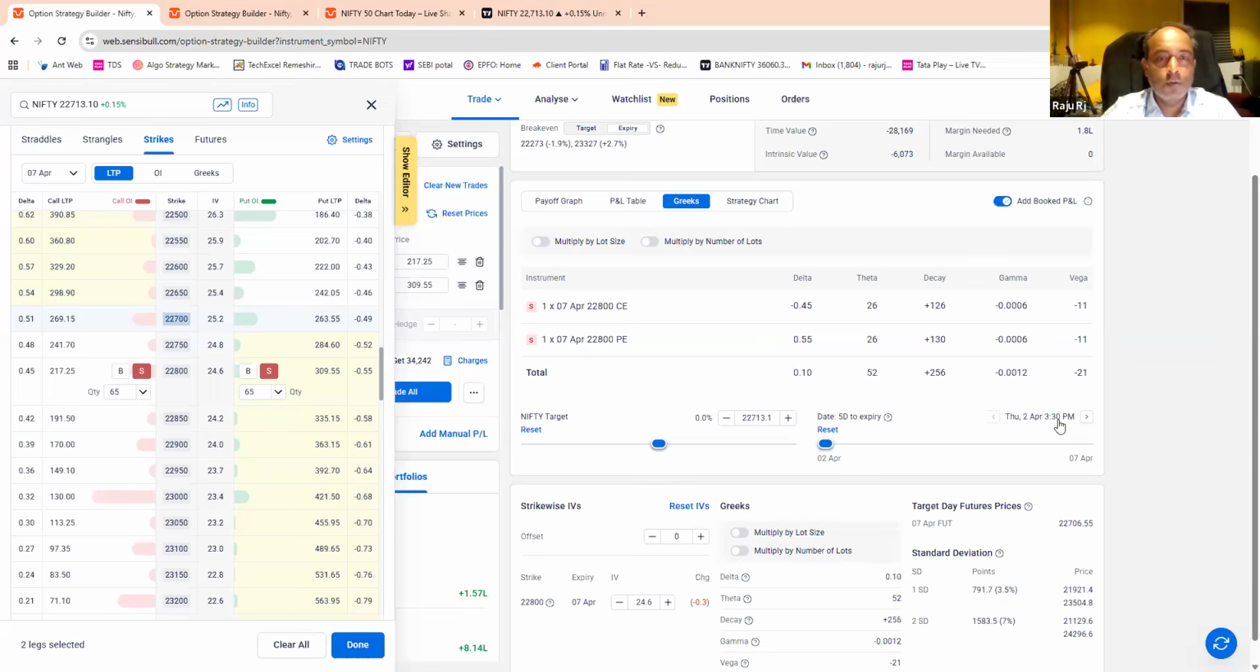And coming to the next, Vega. Vega measures the sensitivity of an option price to changes in the implied volatility of the underlying asset. So Vega is an important metric for option traders who are looking to take advantage of market volatility.